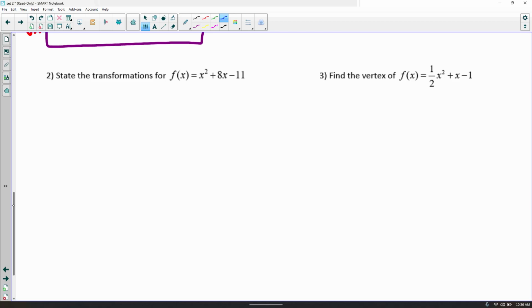If you want to go ahead and attempt number 3, you can. Yeah, you can complete the square, but this one has a half on it, so you have to remove it.